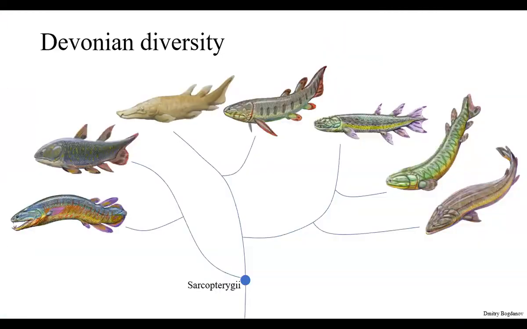Here's some Devonian diversity. Every single one of these fishes is a Devonian sarcopterygian. So there's a lot of them, and you can see they have very different body plans, very different things happening in their anatomy. Tell me about these fishes. If you look at them all, what strikes you?